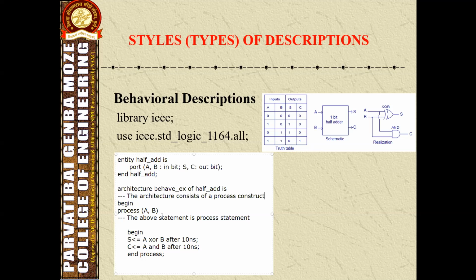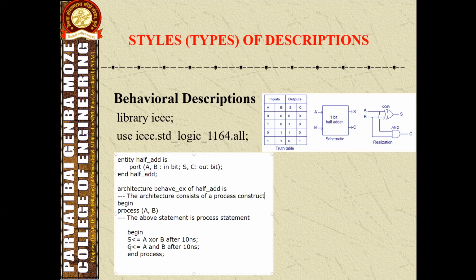This is the main thing of behavioral description. Here we have to just describe how the output will be obtained. The sum will be obtained by the XOR operation of the two input terminals. So here A and B are the two input terminals, and we are performing the XOR operation. After each 10 nanosecond, a time delay will be given, and after 10 nanosecond the result will be obtained, which is in sum.